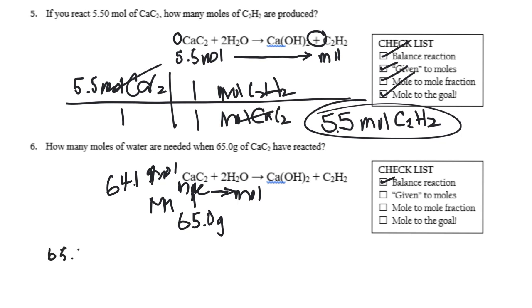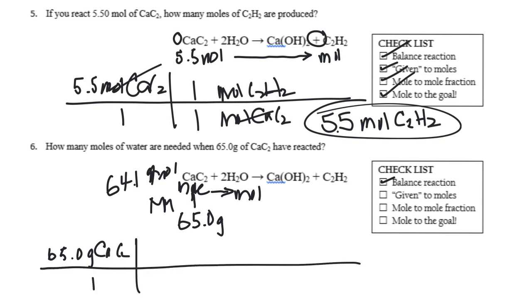So I have 65 grams of CaC2, put it over 1. Grams of CaC2 come down, moles CaC2 come to the top. Remember, when mole to another unit, 1 goes next to mole. And then I'm going to put the molar mass of CaC2 next to grams, cancel my units. So now I've done step 2, given to moles. I've taken the given unit, I've converted it to moles.